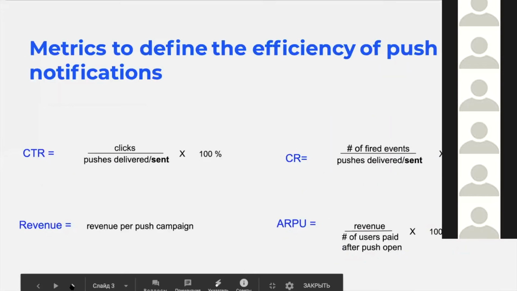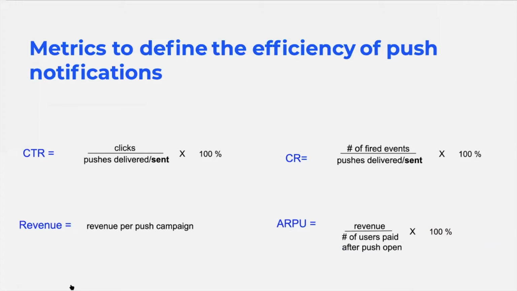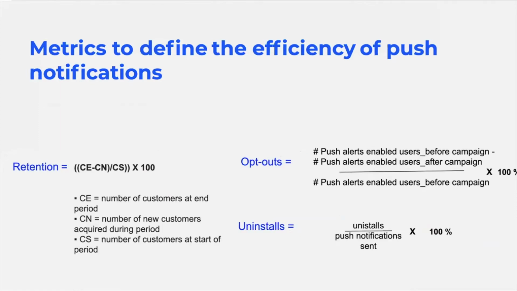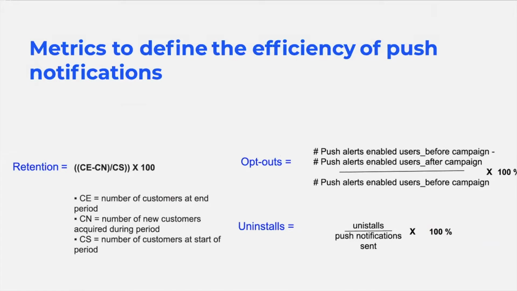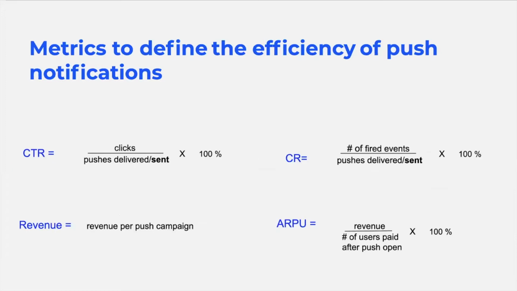Yes. So talking about the efficiency of push notification campaigns, there are 7 useful metrics that you might want to include in your reports. So here they are. Of course, CTR is a very important KPI, but not the only one. Among others are conversion rate or CR, revenue, average revenue per user or ARPU, retention, opt-outs, and uninstalls of the application. So let's talk about the most important one, the CTR.